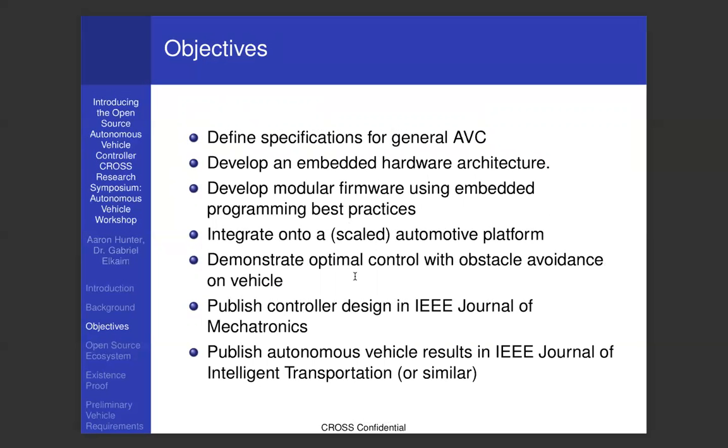We have several objectives for this project, starting with simply defining specifications for this vehicle agnostic vehicle controller. We will develop an embedded hardware architecture and a corresponding modular firmware based on that hardware, both of which will use embedded programming and embedded hardware best practices. To demonstrate its value, we need to implement it on some vehicle ourselves, and so we plan to implement it onto a scaled automotive platform.